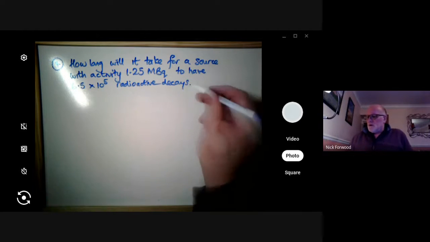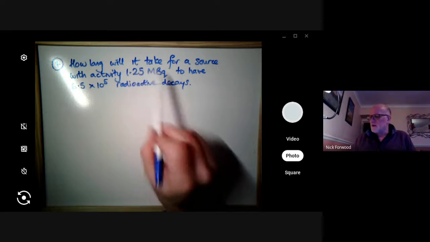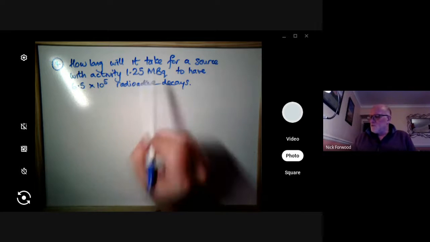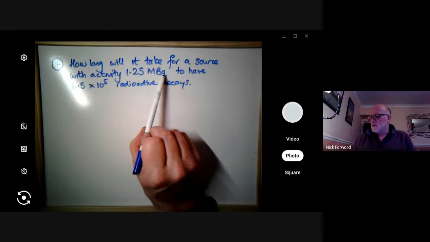Okay, so how long will it take for a source with activity 1.25 megabecquerels to have 6.5 times 10 to the power of 5 radioactive decays? Now, it's been a bit of a while since we've done all this sort of thing. You would need to remember that mega means million. So this is 1.25 million becquerels.